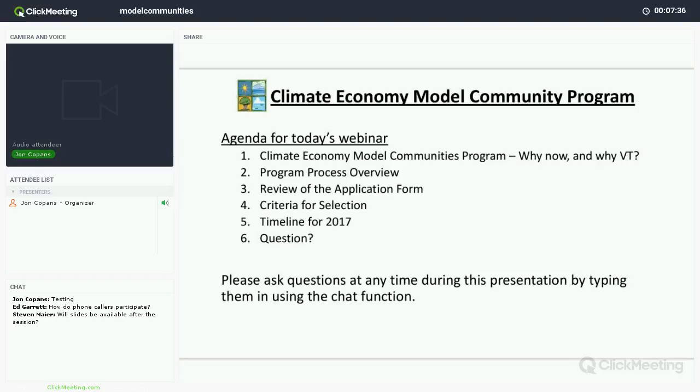I'm also willing to travel if it's helpful as you are engaging your community in the possibility of participating in this program. I'm happy to come sit down with community members to talk about the potential for this program. I see a couple of quick questions here.